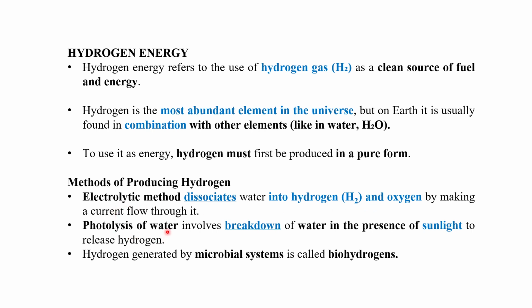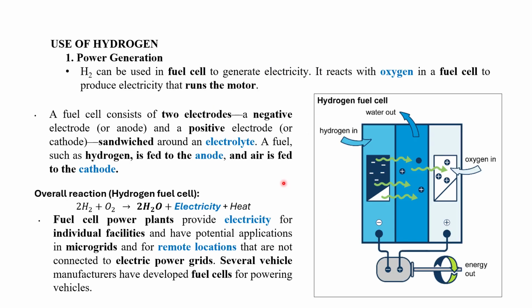The next method is photolysis of water, which involves breakdown of water in the presence of sunlight, and it releases hydrogen. Hydrogen generated by a microbial system is called biohydrogen. So without segregating the hydrogen from the combined form, we cannot use it as an energy resource. Next we can see the uses of hydrogen, where we can use hydrogen as energy.